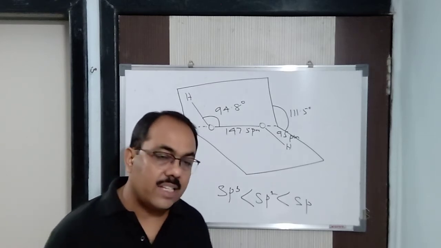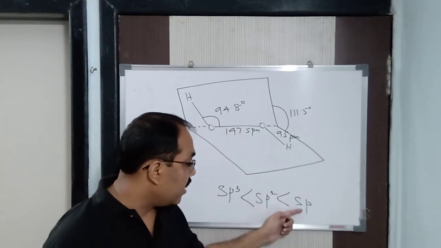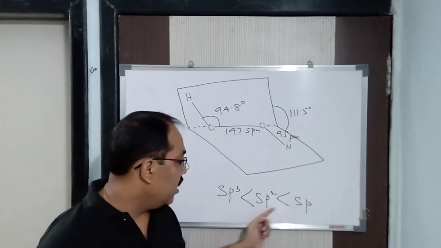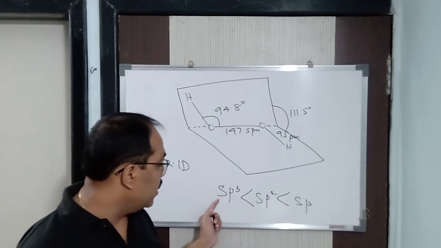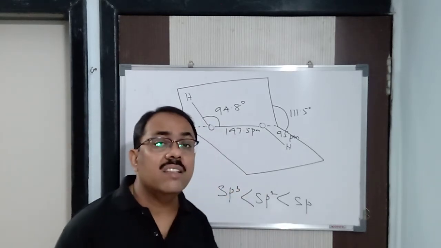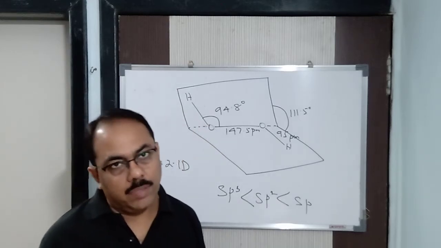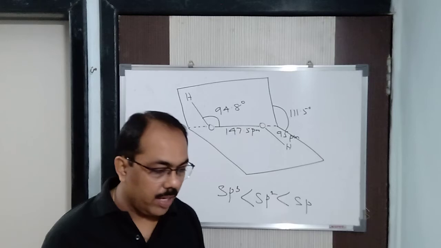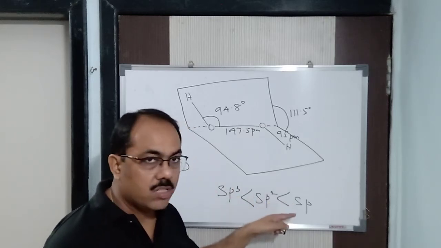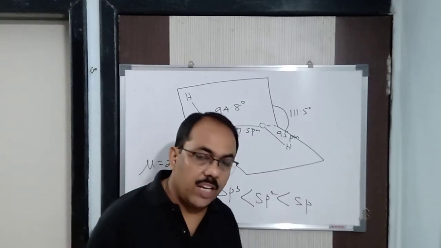So greater the s character, greater is the bond angle. Why is it so? Because here the s character is 50%, here 33.3%, and here 25%. So greater the s character, greater the bond angle, while greater the p character, greater the ability to overlap. So in the case of overlapping, it will be reversed compared to the bond angle.